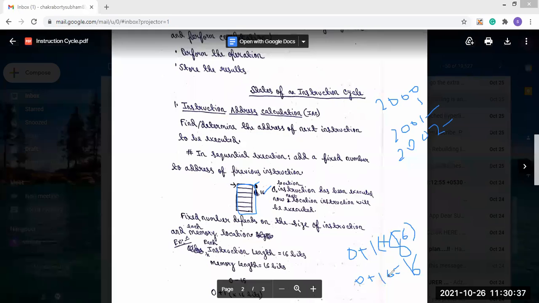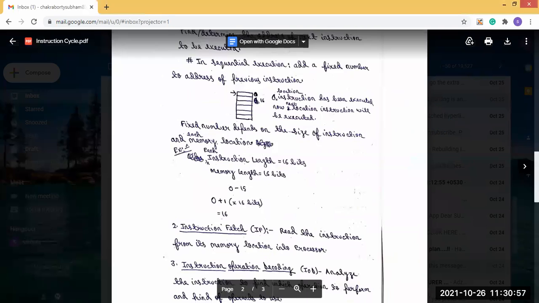In that case, it will be 0 plus 1 into 8. So 0 plus 8, the next instruction's address location should be 8. It depends upon that. So that's how the instruction address is calculated. This is the first step, how the instruction address calculation is done.